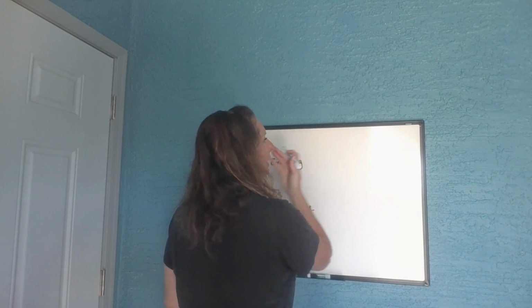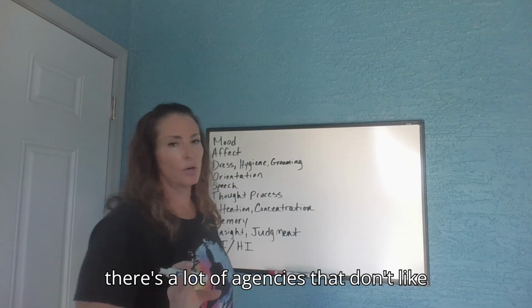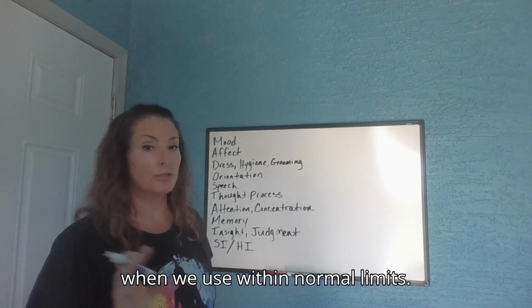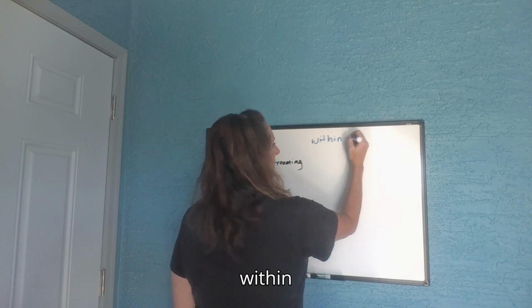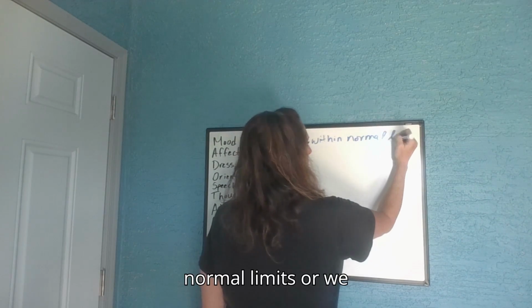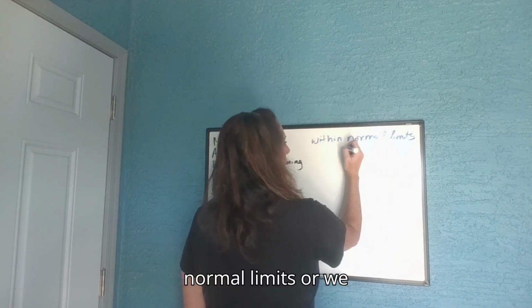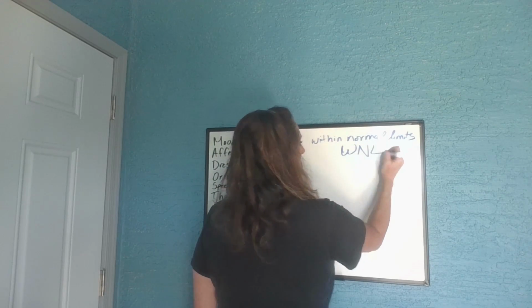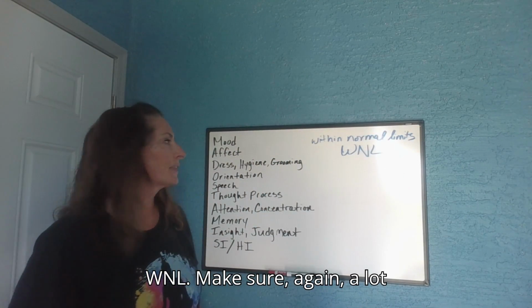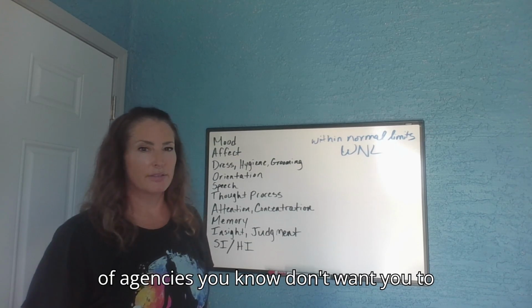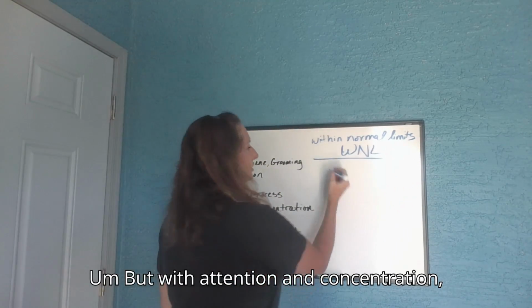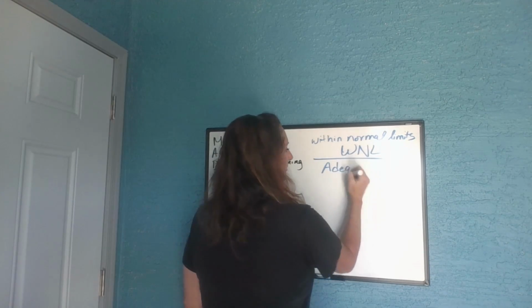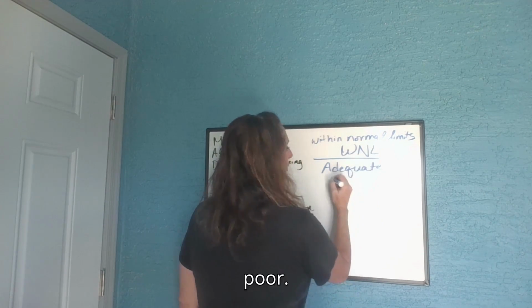You can use that. There's a lot of agencies that don't like when we use within normal limits. So it would be within normal limits, or we would say WNL. Again, a lot of agencies don't want you to use that. So be careful with that one. But with attention and concentration, you can put adequate, poor.